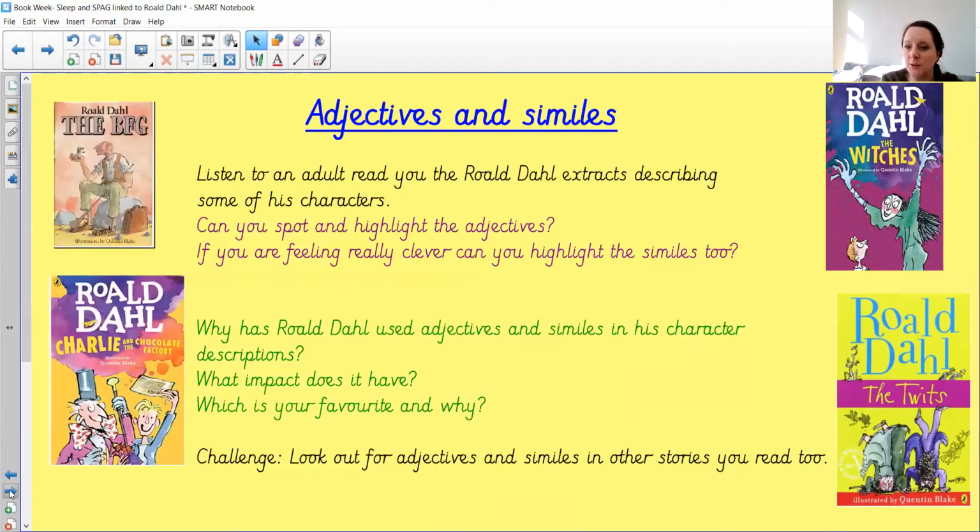And he also uses similes. And we talked about similes when we read our George and the Dragon story. I wonder if you remember. Can you remember what a simile is? I hope you said it's when you describe something by comparing it, by using words like as or like.